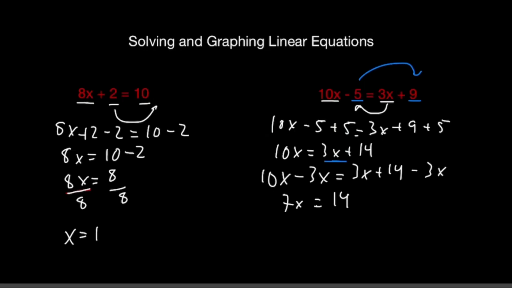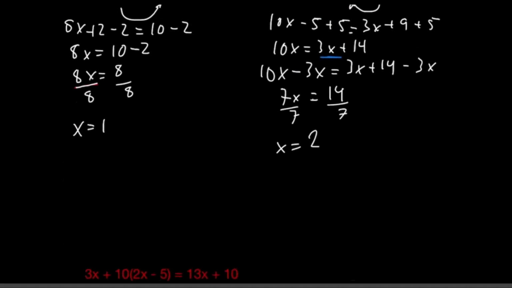Now look, we have 7 multiplied by x equals 14. Since it's multiplication, we do the opposite, which is division, and we divide each side by 7, so 7x over 7 equals 14 over 7. So x equals 14 over 7, which, as we know, is 2. Let's move to another example.